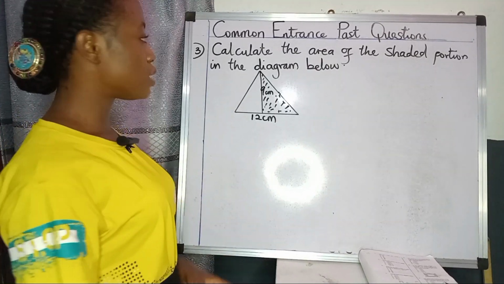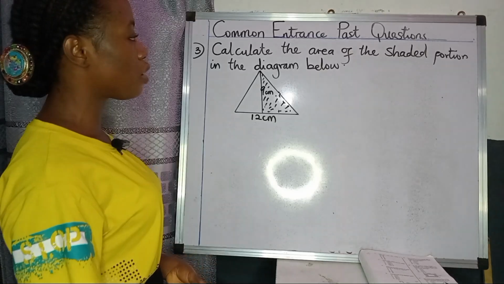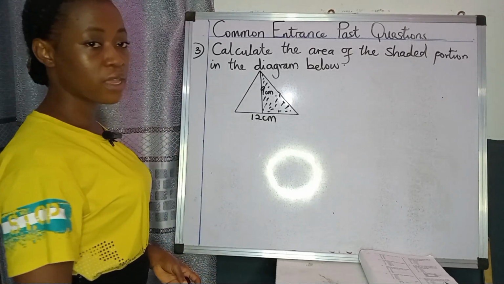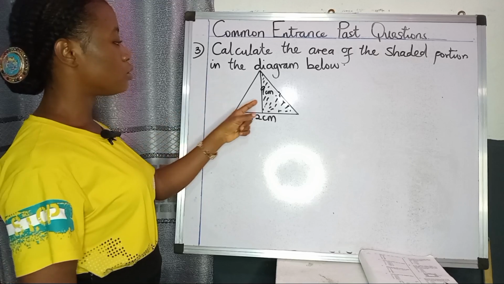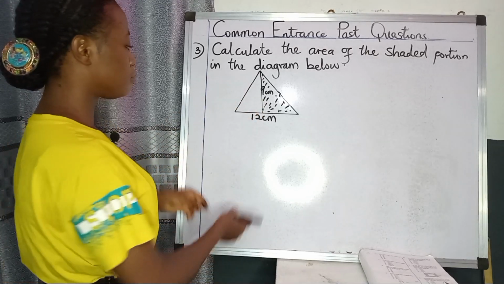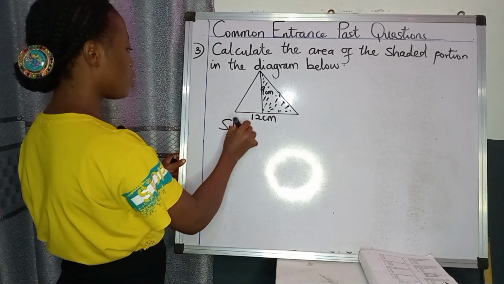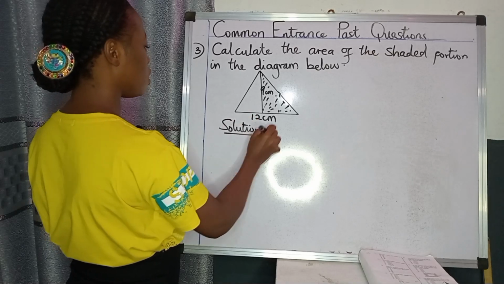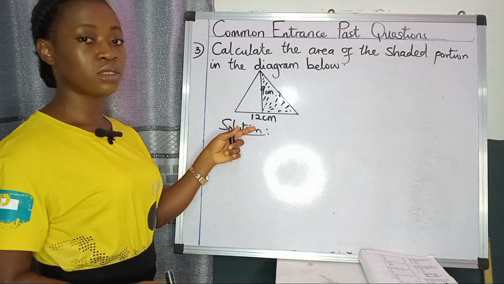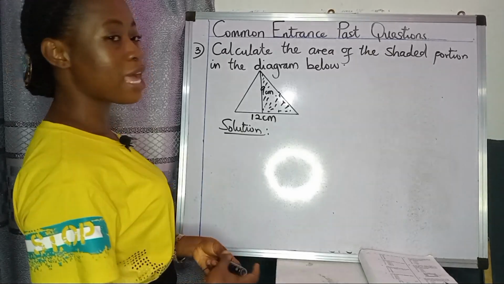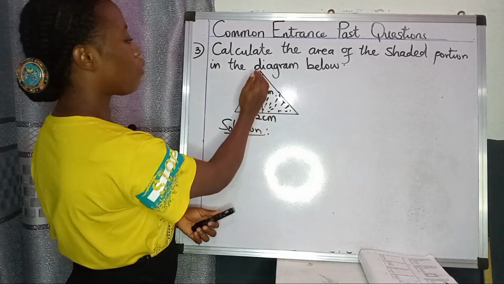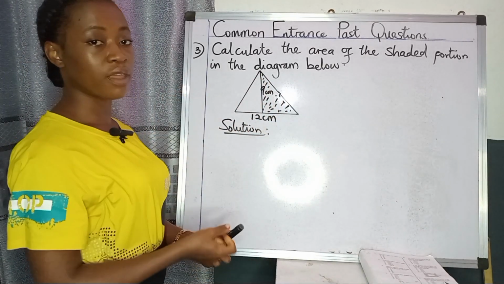Question number 3 says, calculate the area of the shaded portion in the diagram below. You have to calculate the area of the shaded part of this diagram. First of all, looking at this diagram, this is a triangle, right? Basically, you're asked to find the area of the shaded part of this triangle.